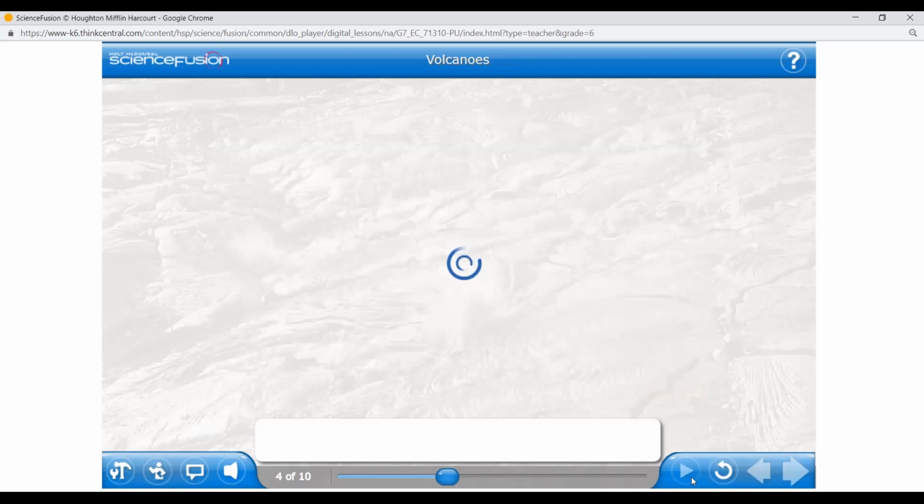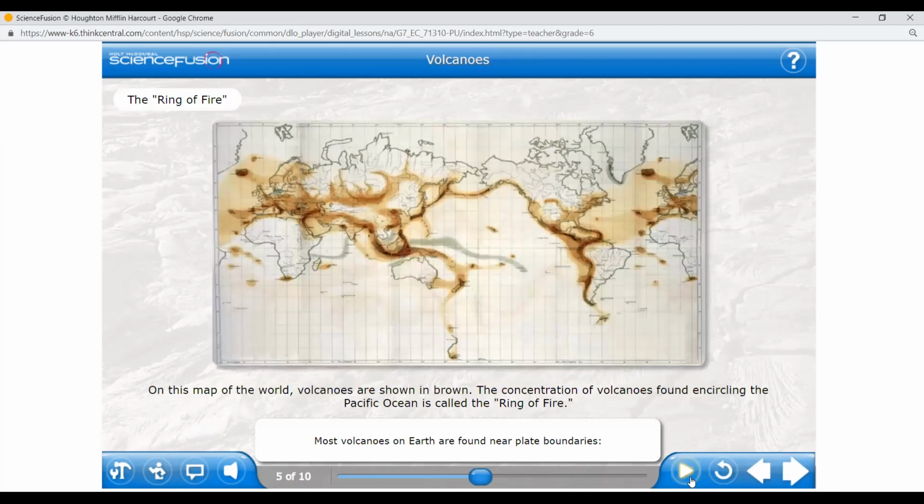So did you understand the meaning of vent, magma, most volcanoes, hotspots? This is something we are revising because we know about it from before. For the past 3 lessons, we have been talking about the tectonic plates, how convection occurs, how they move, how the earth's plates move. So on this map of the world, volcanoes are shown in brown.